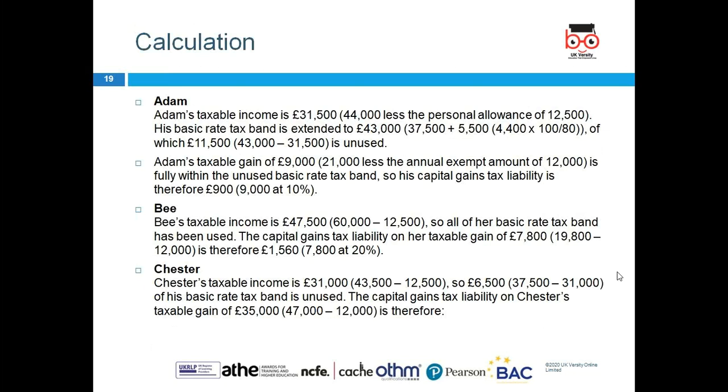So Adam's taxable income is 31,500. 44,000 less the personal allowance, which is 12,500. So we minus 12,500, so 31,500 is left. His basic tax rate will be, so the basic tax band is extended to 43,000. Why is it extended to 43,000?